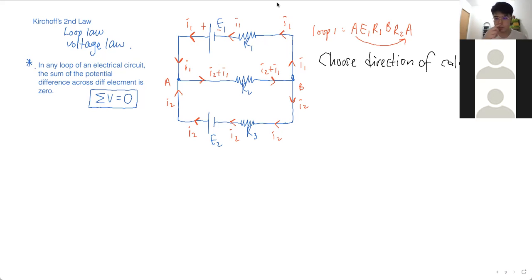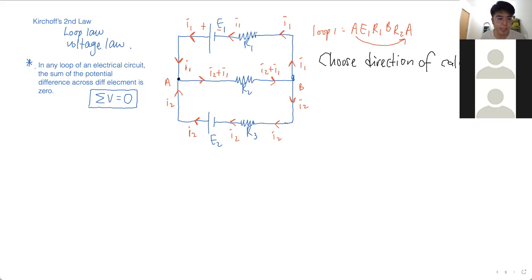Okay, so choose direction of calculation. How many directions of calculation are there? We focus on one loop. Let's say loop 1, this one, from A to E1 to R1, B, R2, back to A, this upper loop.